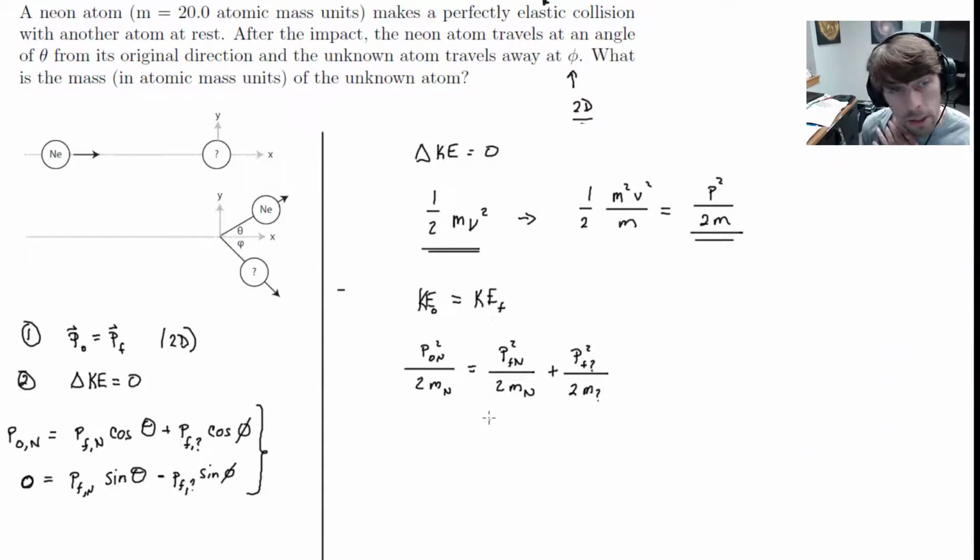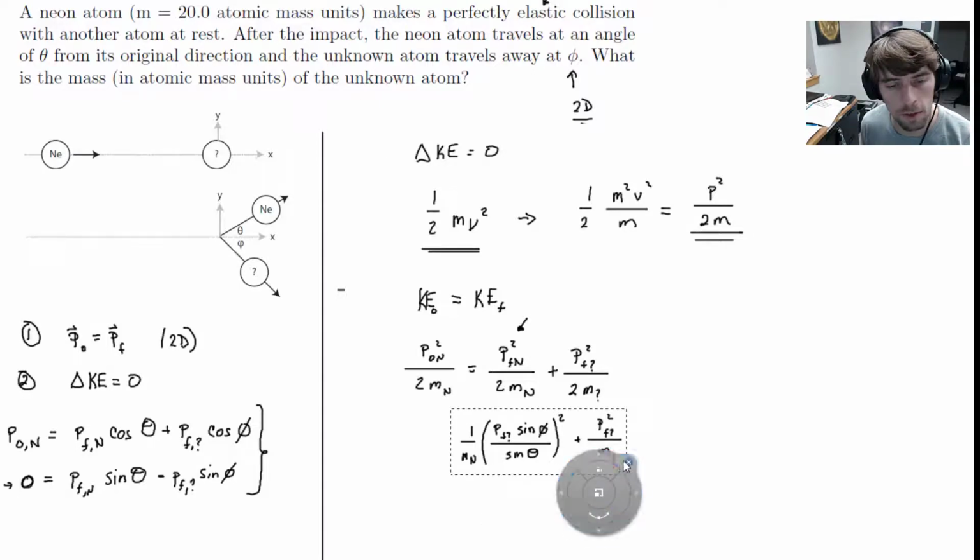What I'm going to do is substitute in to get rid of the final momentum of the nitrogen. So right here, I'm going to use the bottom equation, and I can write the final momentum of the unknown particle times sine of phi divided by sine of theta. So that is the momentum of the nitrogen, so I need to square that. And of course I need to divide by the mass of the nitrogen, M nitrogen. Of course I have the plus P final of the unknown squared over M unknown.